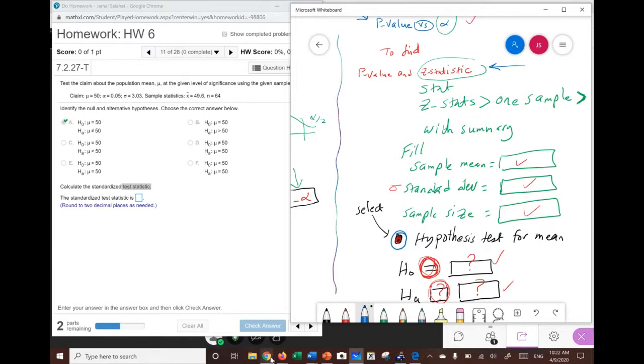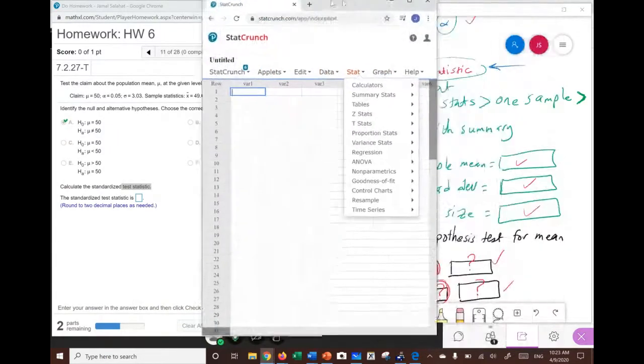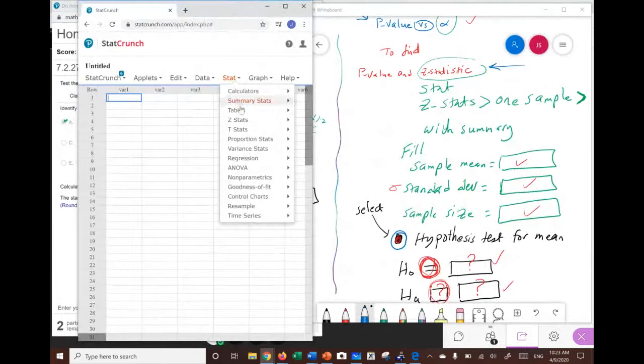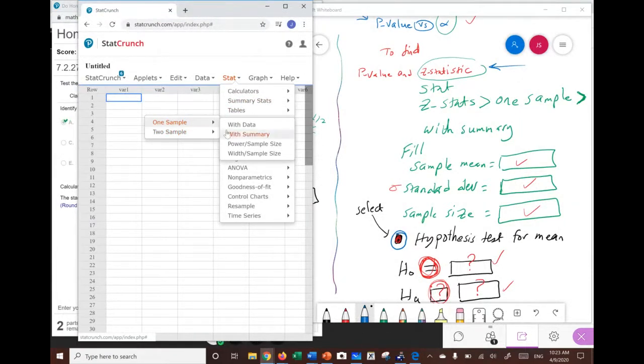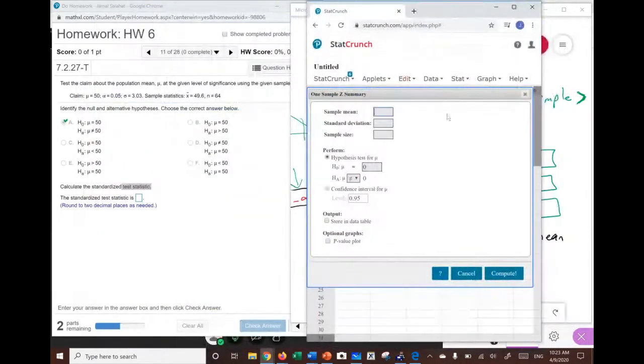So if we go to StatCrunch and follow the steps listed, let me just move this in here and show you. Here is stat. I'm going to go to Z stat, one sample with summary. When I get to this, I'm going to fill in the numbers as I see them in the problem. The numbers that we have are 49.6 for the sample mean, the standard deviation, which is sigma, 3.03, and the sample size, in this case 64.